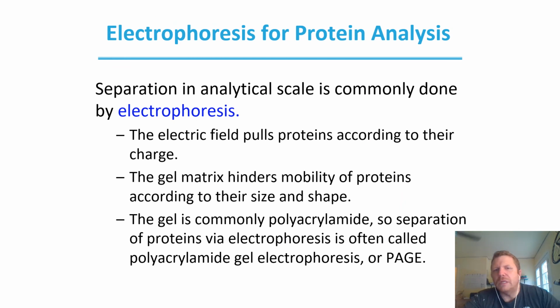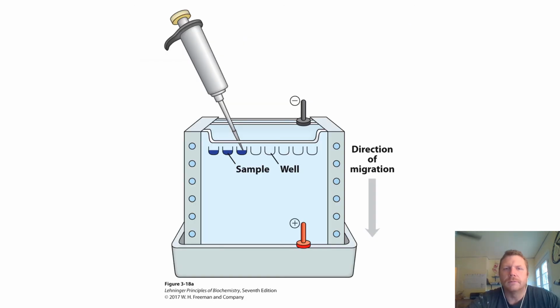So electrophoresis of proteins is a good analytical technique. Maybe if you've taken a genetics class, you've done DNA gel electrophoresis. Electrophoresis uses an electric field and pulls proteins according to their charge. The gel matrix hinders mobility of proteins according to their size and shape. The gel is commonly polyacrylamide, and separation of proteins via electrophoresis is often called polyacrylamide gel electrophoresis.